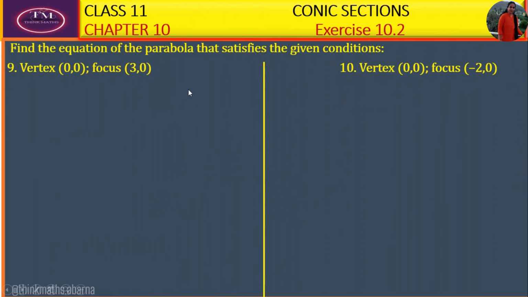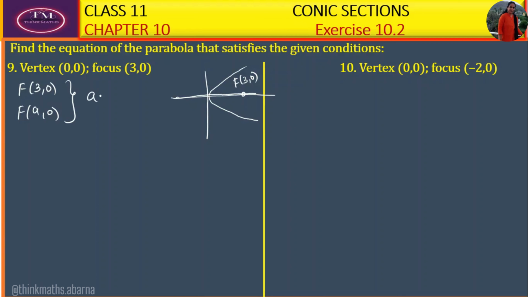We have to deal with the ninth and 10th problem. Find the equation of the parabola that satisfies the given conditions. Here, vertex and focus are given. Okay. Now, with the vertex and focus, vertex is origin, focus is 3 comma 0, y coordinate is 0. So, it will be on the x-axis. The focus 3 comma 0 will be on the x-axis. Then the parabola will also be on the positive side of x-axis. Okay. So here focus is 3 comma 0. Okay. Then it deals with a comma 0. That means a equal to 3.